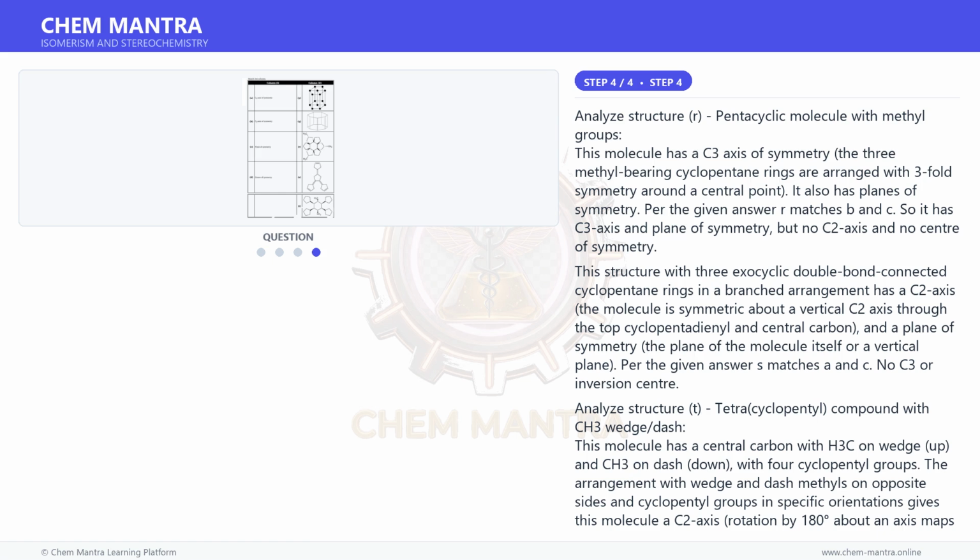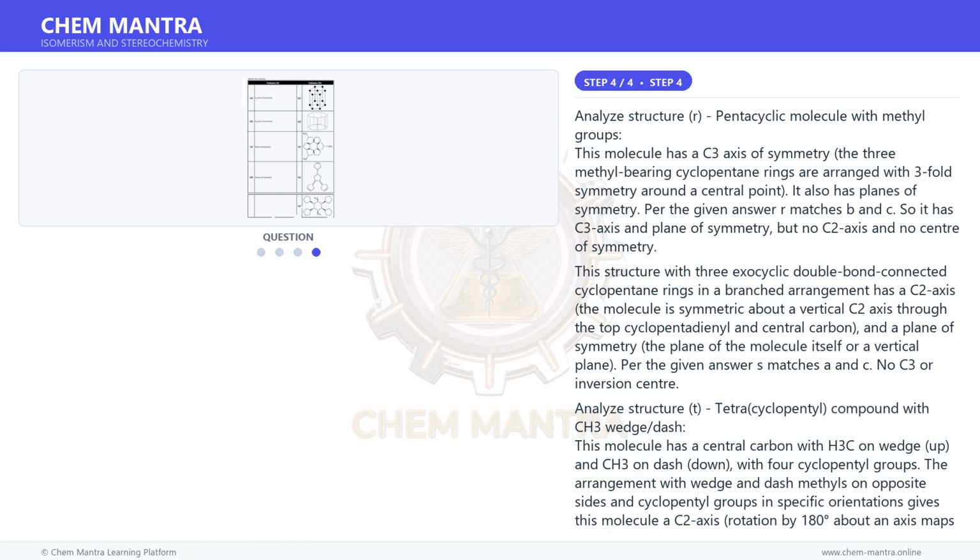Analyze structure T, tetra cyclopentyl compound with CH3 wedge dash. This molecule has a central carbon with H3C on wedge, up, and CH3 on dash, down, with 4 cyclopentyl groups. The arrangement with wedge and dash methyls on opposite sides and cyclopentyl groups in specific orientations gives this molecule a C2 axis. Rotation by 180 degrees about an axis maps the structure onto itself. It also has a plane of symmetry. For the given answer, T matches A and C, not C3 or inversion center.